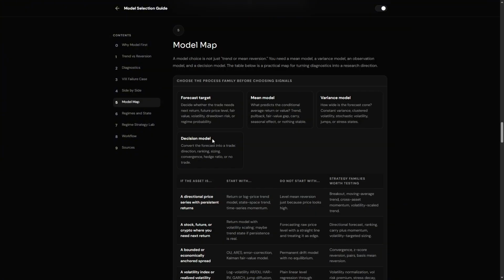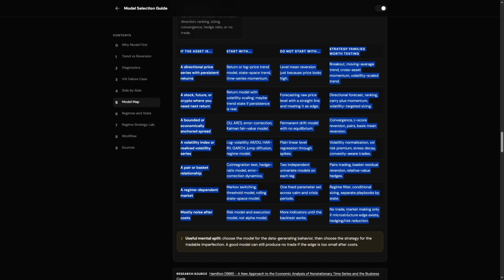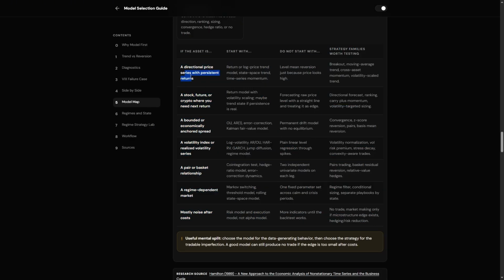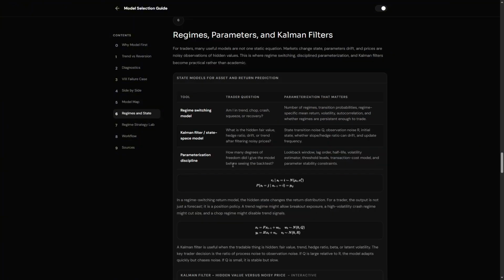And model choice is not just trend or mean reversion. You need a mean model, a variance model, an observation model, and a decision model. Most people think only of the mean model and forget the rest. But if your variance model is wrong, your sizing is wrong. If your observation model is wrong, you're trading noise and you've misidentified the signal. You can read it yourself because there's too much information for one video. Now let's talk about regimes, parameters, and Kalman filters. Honestly, they're not completely related to today's topic, but I want to mention them.